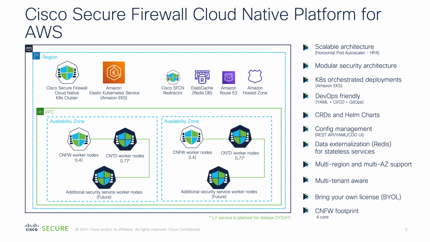In terms of licensing, we support bring your own license, and we have a footprint of 4 cores for CNFW. In terms of data externalization, we now externalize our data. We store our VPN session information in Elastic Cache, which will give you resiliency. So in case your CNFW is down, and one of the biggest things that we do today is auto heal, the moment it comes back up, your sessions will be restored.